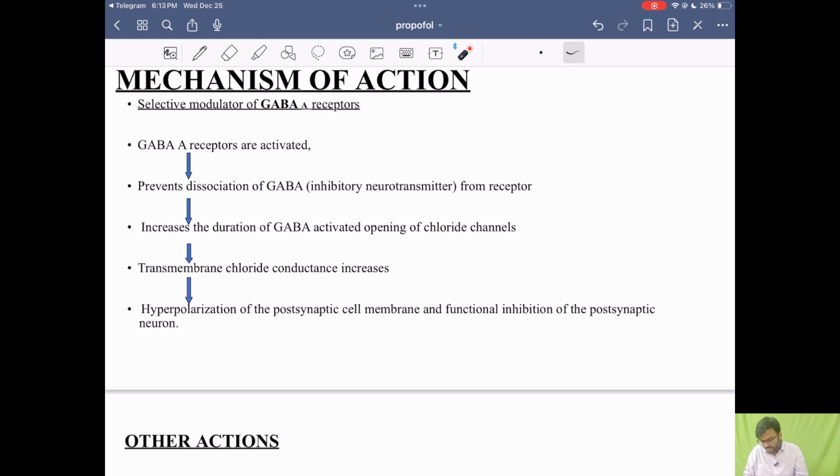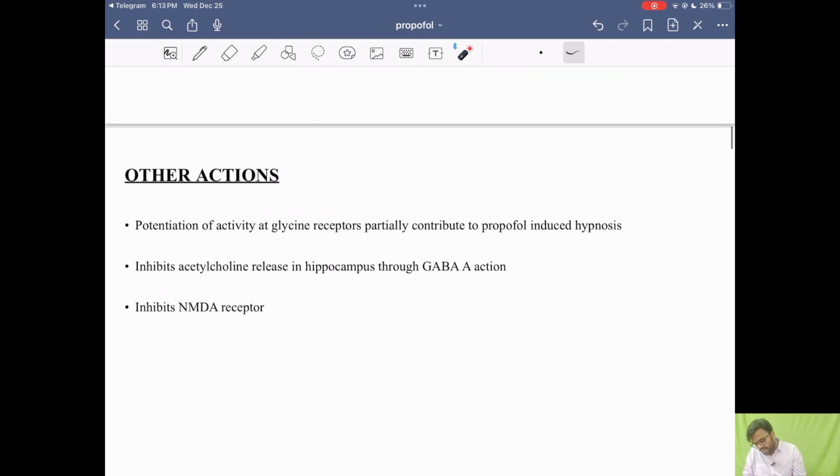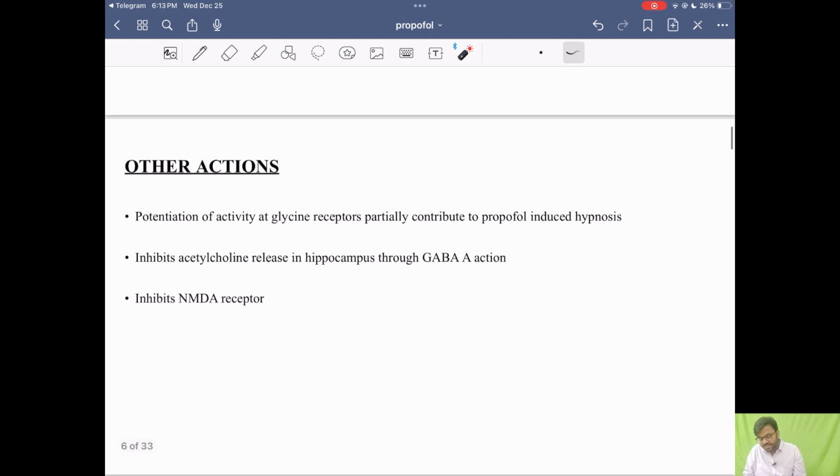There are some other actions also which propofol exhibits. One, it inhibits the NMDA receptor. Second, it inhibits acetylcholine release in the hippocampus through GABA A action, and it also helps potentiate activity at glycine receptors, which further contributes to propofol induced hypnosis.